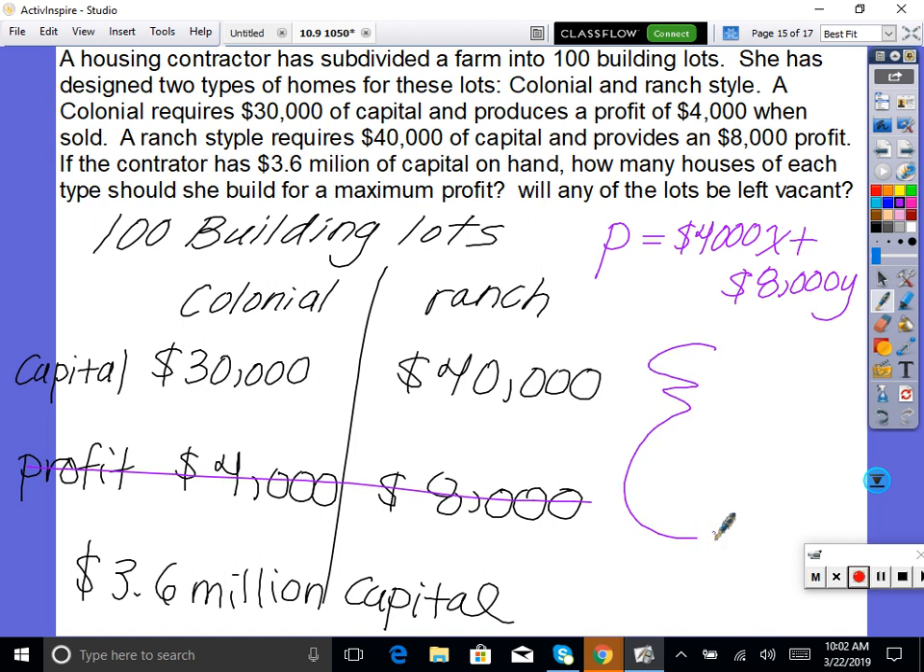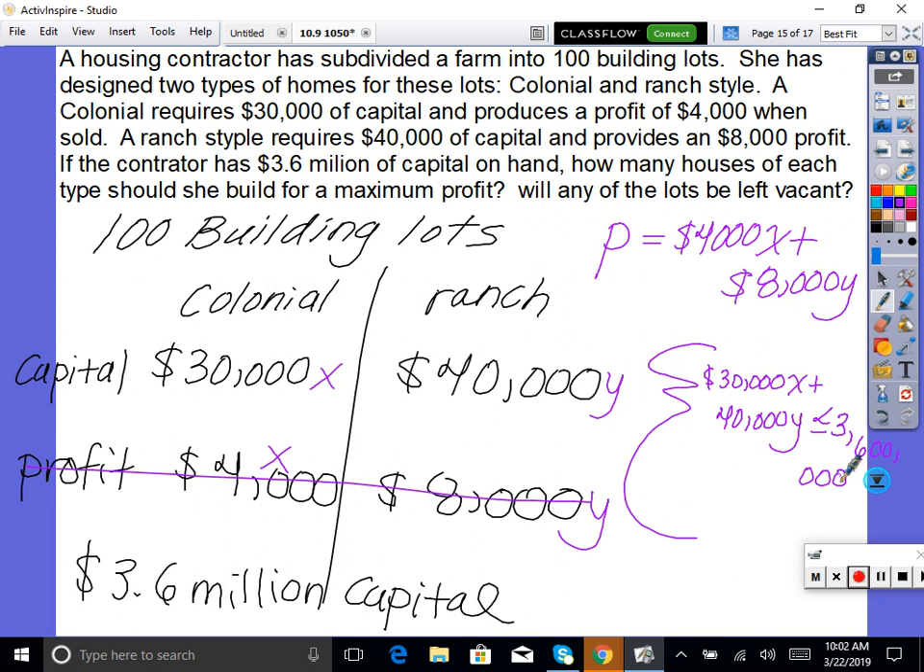Okay. Now, so you called these x's, didn't you? And you called ranch y. Okay? So now, next true statement. Capital, capital, capital. Isn't this all capital? So you would say 30,000x plus 40,000y needs to be less than or equal to 3.6 million. So that would be 3,600,000. That's 3.6 million. It's less than or equal to, right? The person can always spend less than their designated capital, but if they spend more, they're fired.